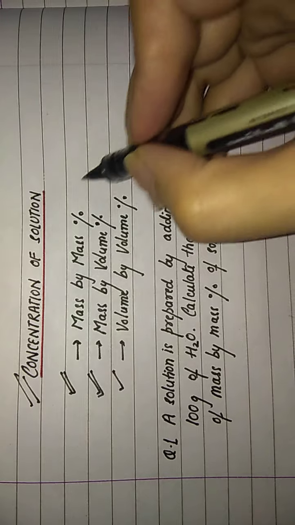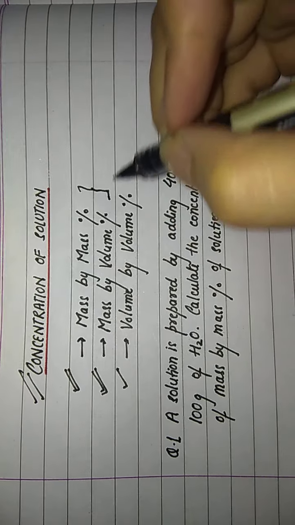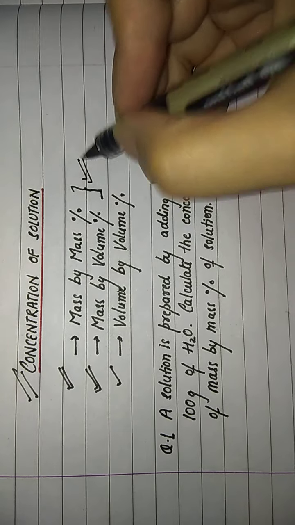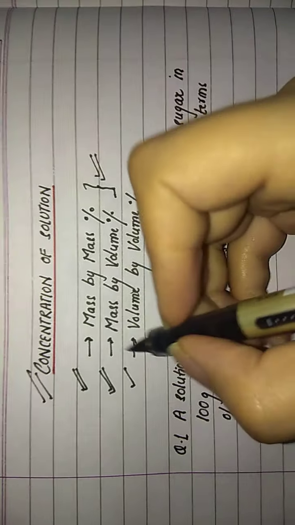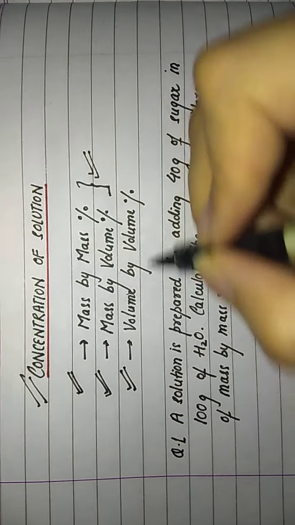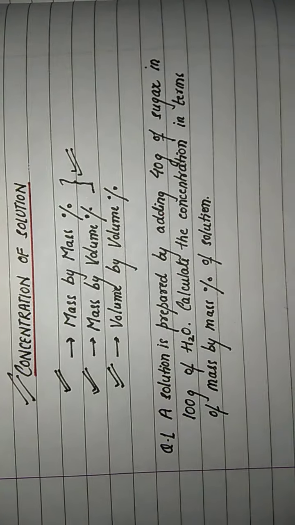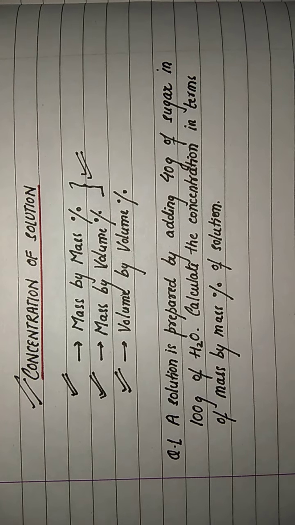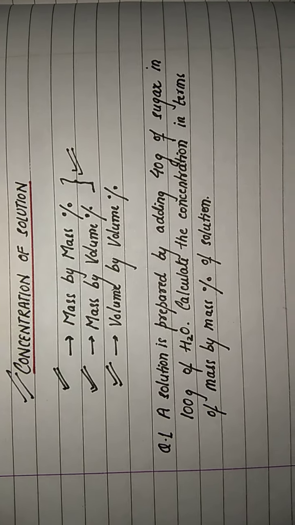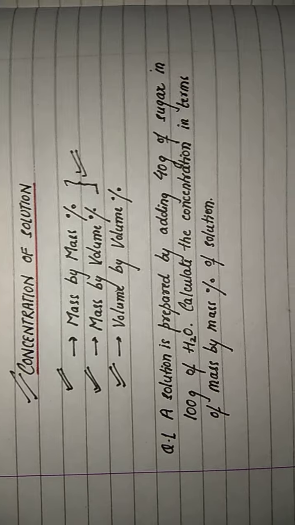Okay, we had done that there are two ways in which we can express the concentration of a solution. Now there is one more method of expressing the concentration. It is volume by volume percentage. Although it is not mentioned in your book, we will be discussing numericals based on that as well. Okay, now let us begin with the first numerical.